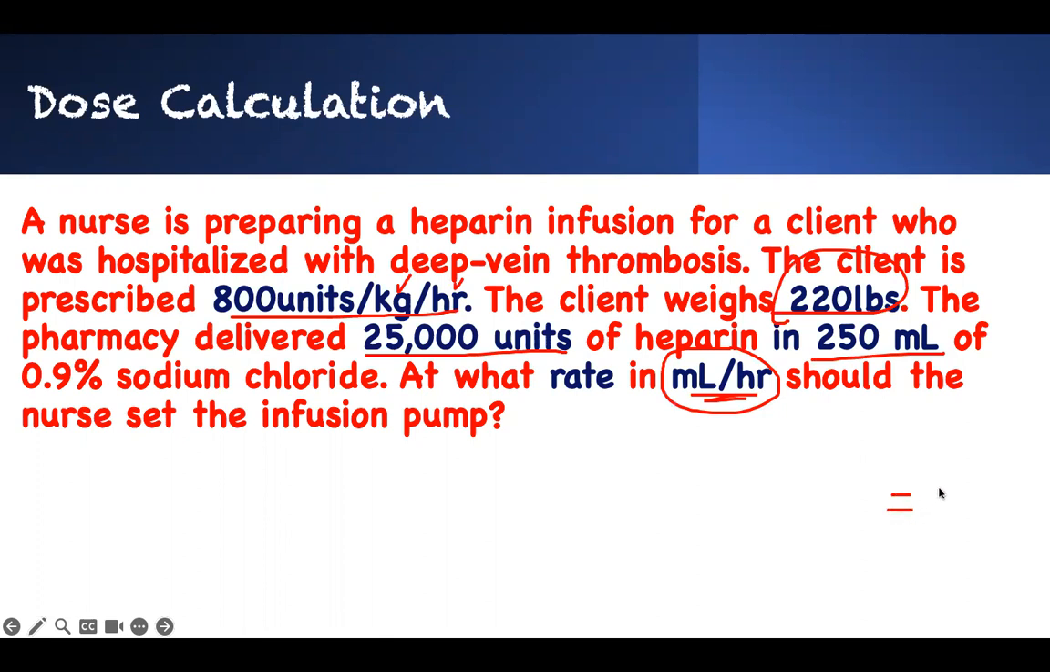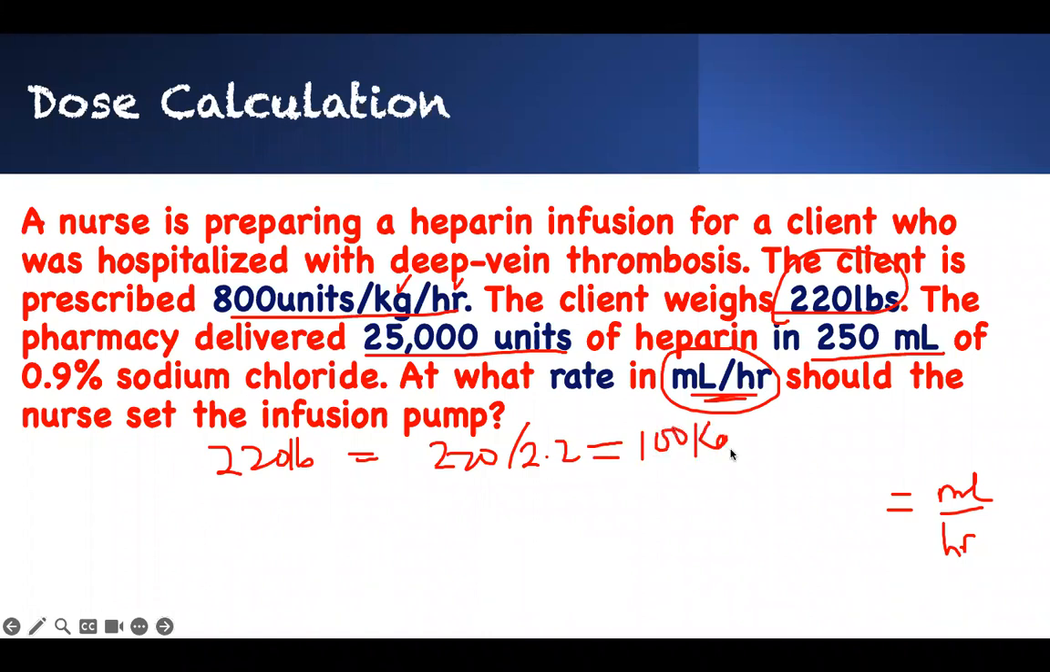So the infusion, we want to know how much ml per hour. That's how you set the infusion rate. But then I have my pound. I told you 220 pound has to be converted into kilos. So 220 over 2.2. And so this is equivalent to 100 kilos.